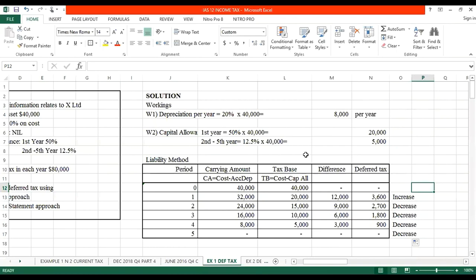So on Saturday for Kigali students, we will cover statement of cash flow. Please be there. And then next week on Wednesday when we meet, we will continue with this.